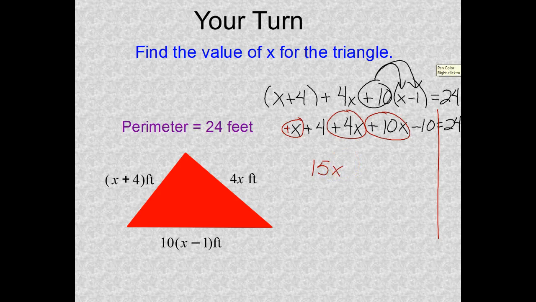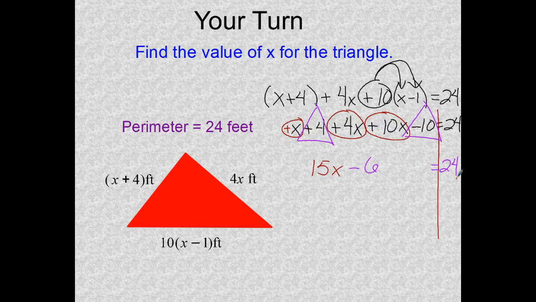All right, now I like to use circles there. I'm still on the left side. I'm going to just take these in triangles. So I have a constant of 4, and I'm still on the left, I have a constant of 10. So read it from left to right. Positive 4 minus 10 is negative 6. And that should be equal to, still on the right, 24.